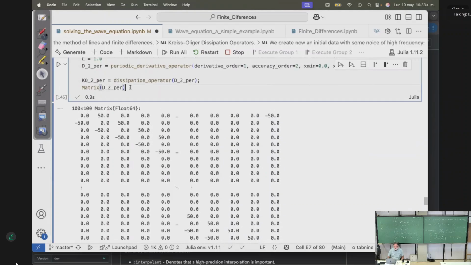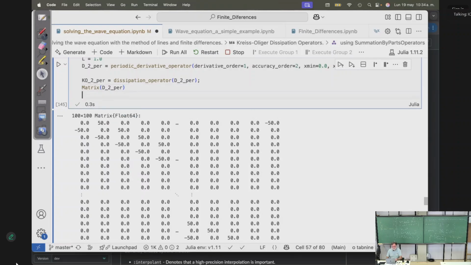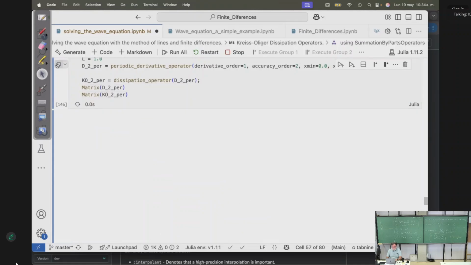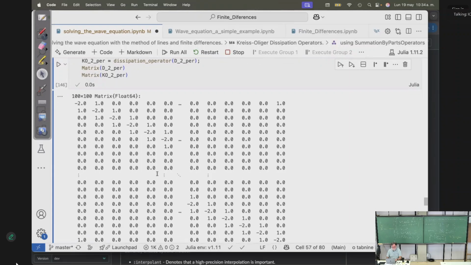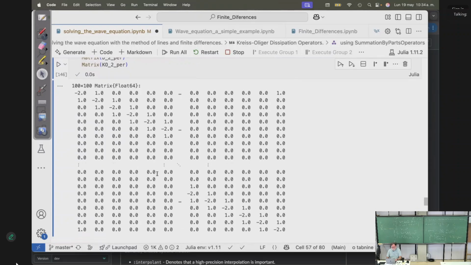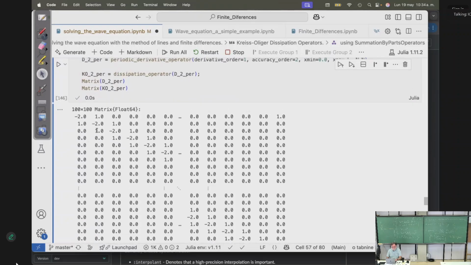I'm sorry, this is the derivative operator. Here appears 1 over delta x, that's why these numbers are big. And you can also check the form of the other one. This is the Kreiss-Oliger operator, which you see is much smaller in size than the other.